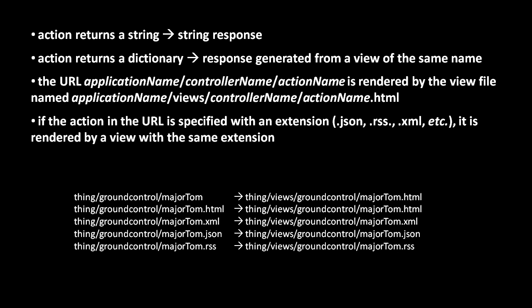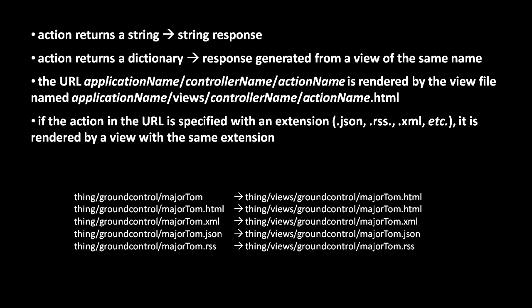If the URL reads thing slash ground control slash MajorTom, well, that doesn't have any extension specified, so the default extension is .html. So assuming that the processing action returns a dictionary, the response will be rendered by the file found in thing, the application directory, slash views, slash ground control, slash majortom.html. Likewise, if the URL is the same but ends in the extension .html, the same view file will still be used to render the response.